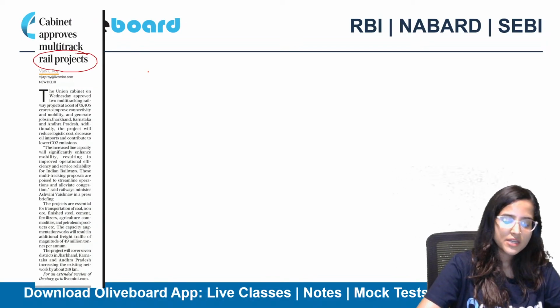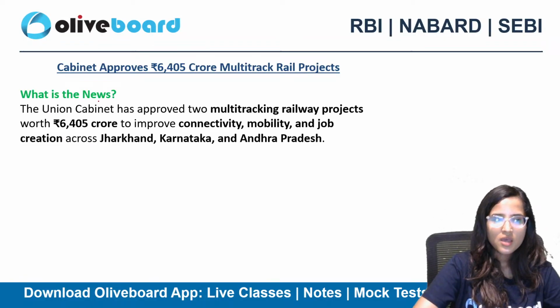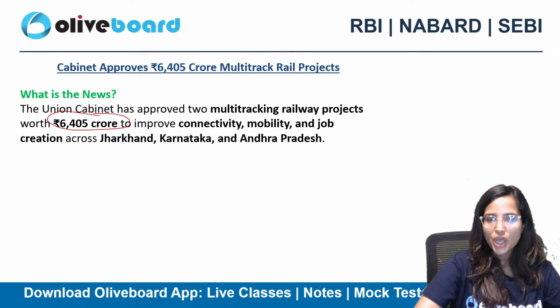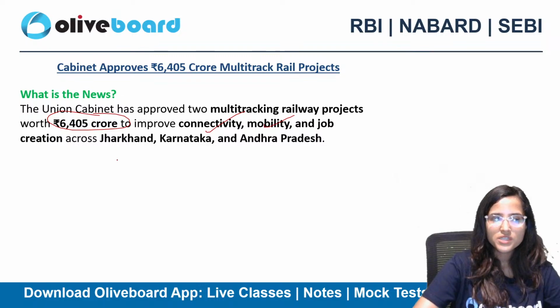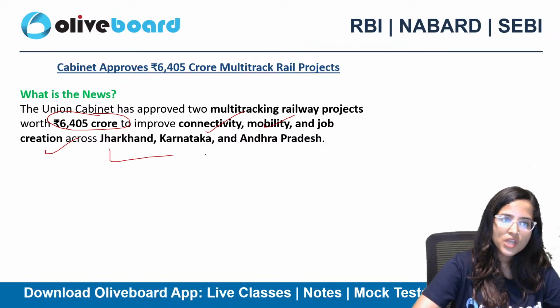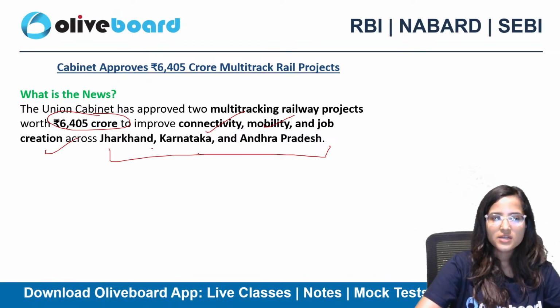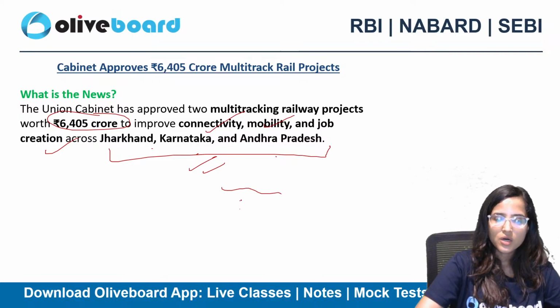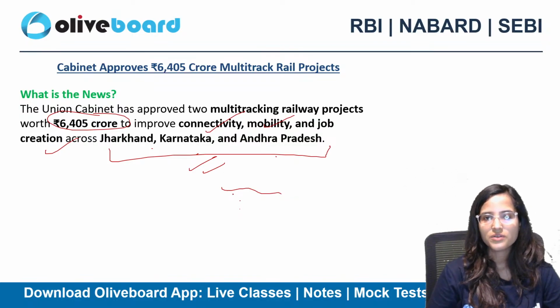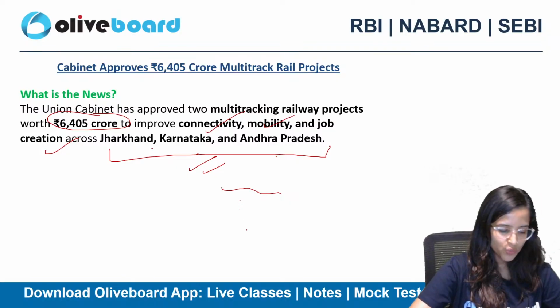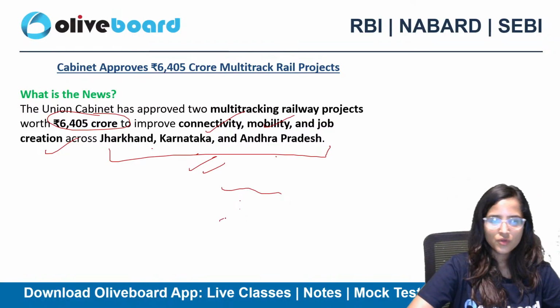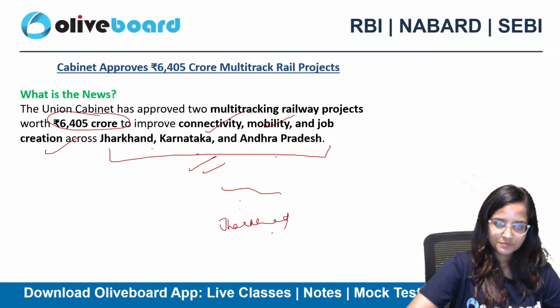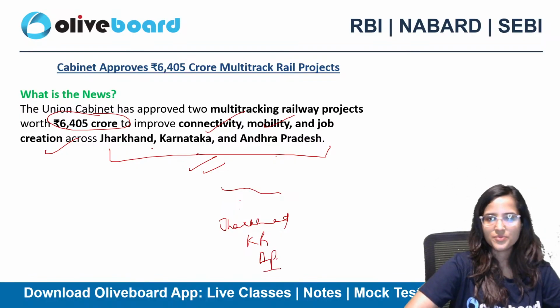So here we are talking about multi-track rail projects worth 6405 crores in order to improve connectivity, mobility, job creation across three states: Jharkhand, Karnataka, Andhra Pradesh. You have to remember, a direct MCQ can be asked: in which of the following states have the multi-track railway projects been introduced? So it's Jharkhand, Karnataka and Andhra Pradesh. Remember it.